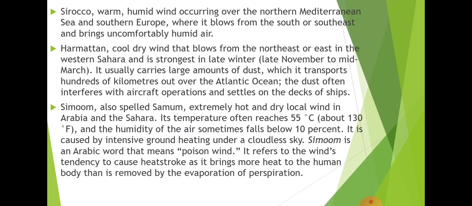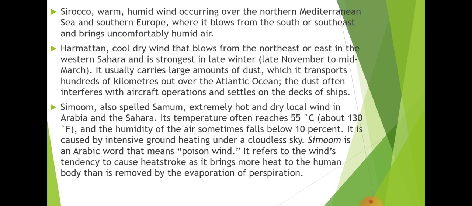Now moving to the next, the Sirocco. That is a warm humid wind that occurs over the northern Mediterranean Sea and southern Europe. You have seen on the map the Mediterranean Sea and the southern Europe areas, where it blows from the south or southeast and brings uncomfortably humid air. The Sirocco creates humidity that makes the people living in those areas uncomfortable.